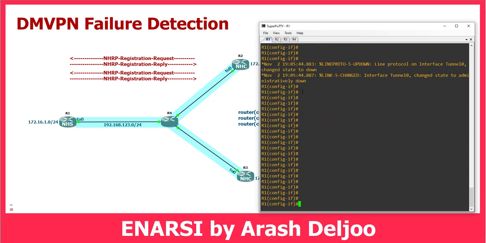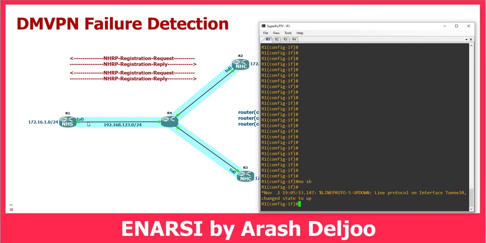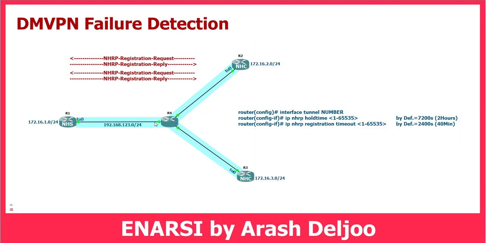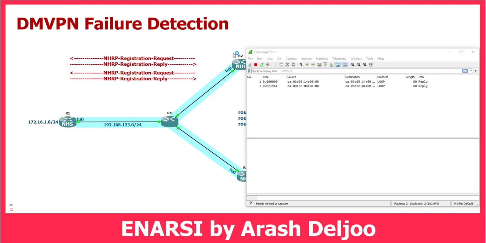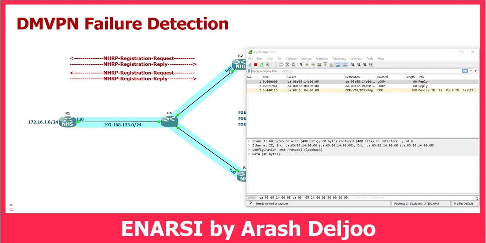First, let me enable tunnel 0 of router 1 with the no shutdown command. Now here we have tunnel 0. Also let me enable the capture on this link, the link between router 1 and router 4, because I'm going to show you the registration process. All right, look here. After some seconds, I will enable the tunnel 0 interface of router 2, because I want to show you, for example, the sending of the NHRP registration message.